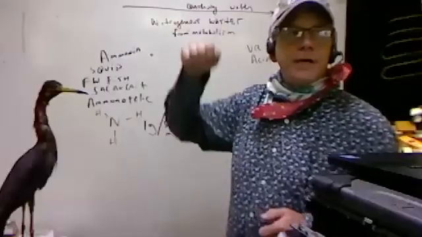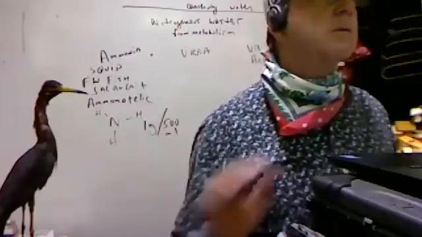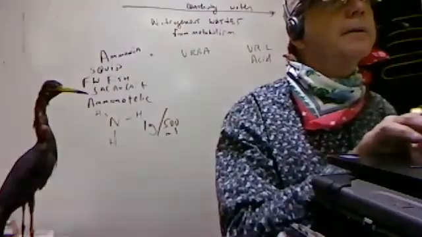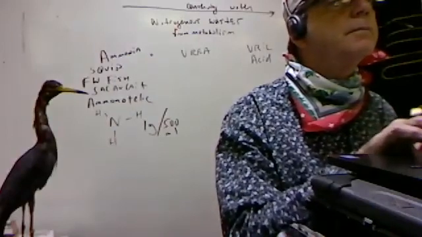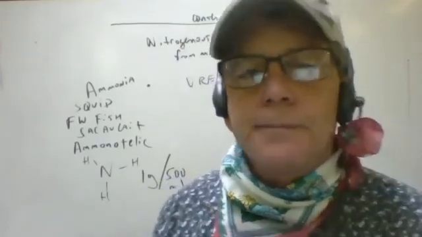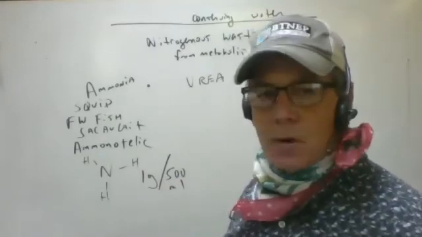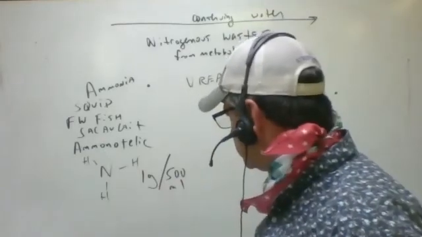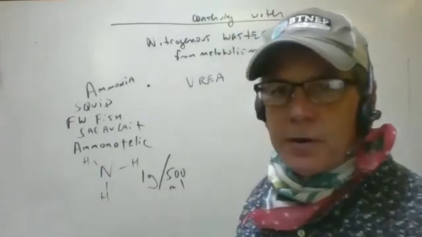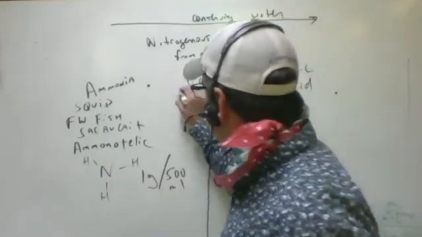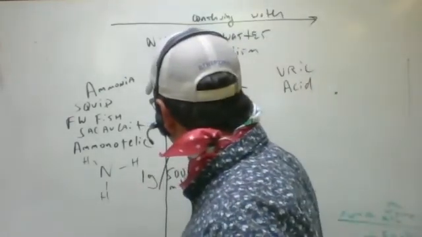Sometimes when you catch a freshwater fish, it pees. A freshwater fish pees, a lot of what it's peeing out is ammonia. But you're moving 1 gram of nitrogen for every 500 mils. Okay, what about animals that use urea? That's us, mammals.